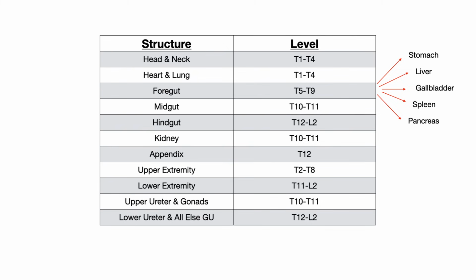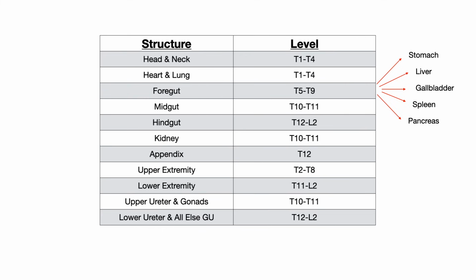And then the answer choices are different levels. It's not going to be A, T5 to T6, B, T7 to T8. They can't do that because both of those are in T5 to T9. Only one answer choice will be within T5 to T9. So if you memorize that all of the foregut is somewhere between T5 and T9, you'll use the process of elimination to get the answer right.